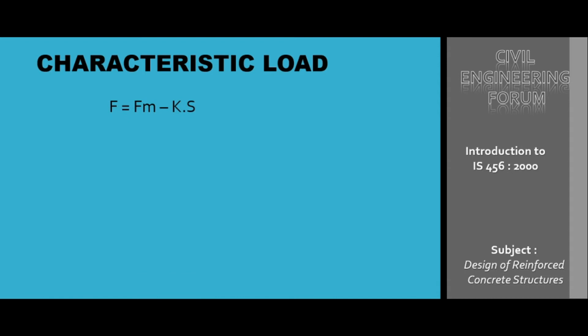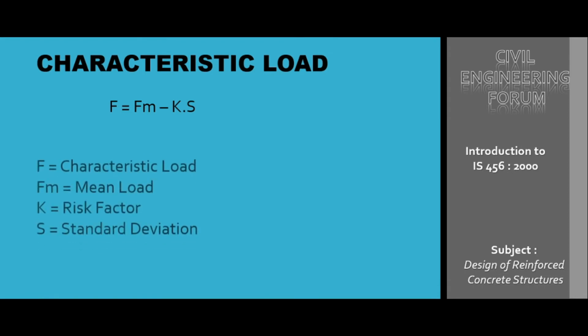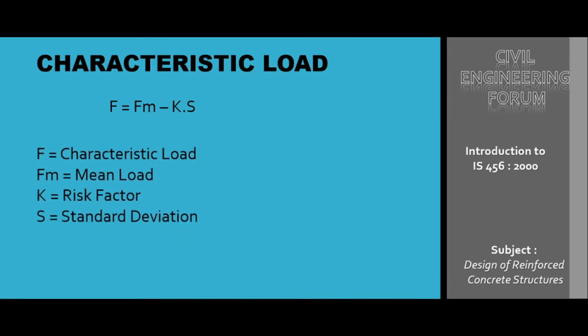Now we will try to understand this with the help of a formula, that is F = Fm - K × S, where F is the characteristic load, Fm is the mean load, K is the risk factor and S is the standard deviation. Here in this formula I have taken the value of K, the risk factor, as 1.64. This value of K and the standard deviation are similar to those of the characteristic strength which we saw in the previous lecture.